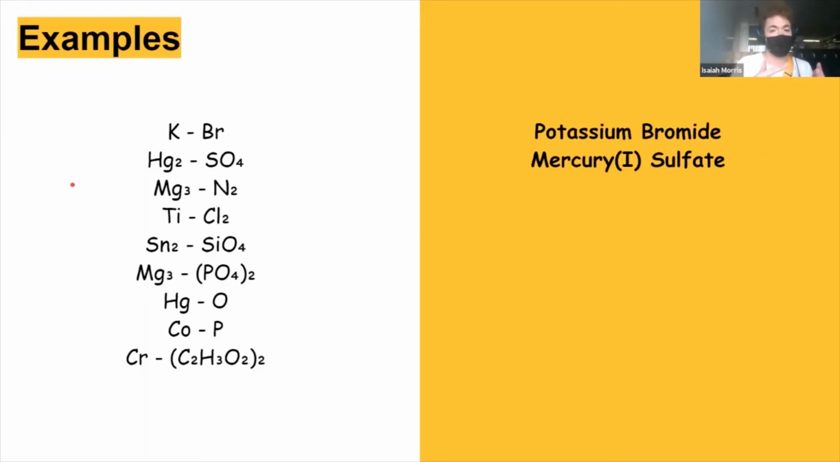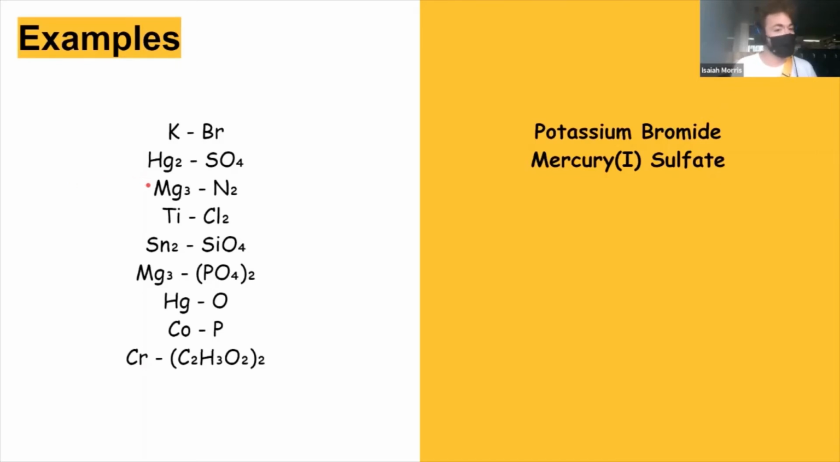But when it comes to mercury and sulfate, the mercury takes on that subscript of 2, and the sulfate, because the mercury carried a +1 charge, it takes on that subscript of 1. So that's why you have the Hg2SO4.